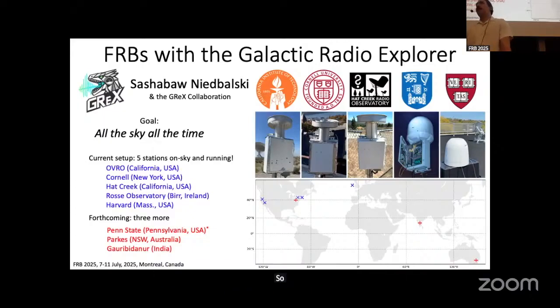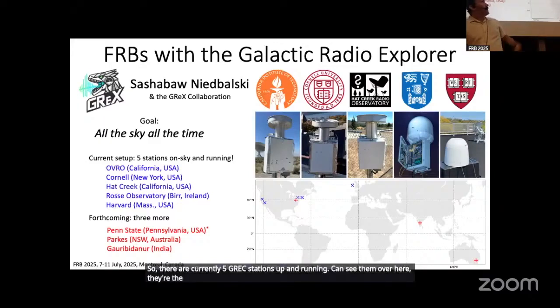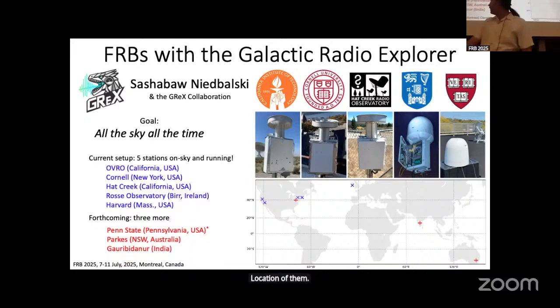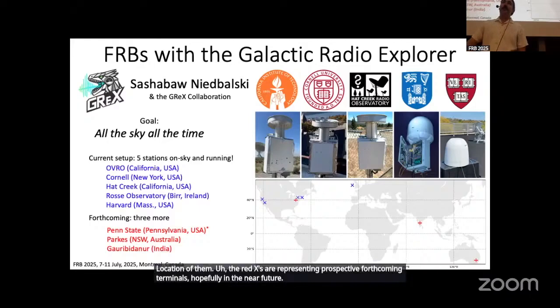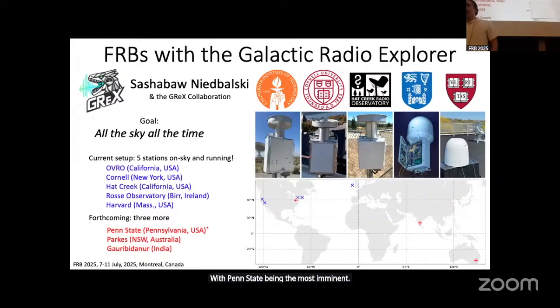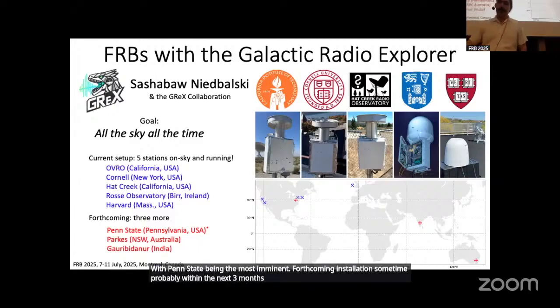So there are currently 5 G-REX stations up and running. You can see them over here. They're the blue X's on the map, and then I've got some pictures of each individual terminal and the respective location of them. The red X's are representing prospective forthcoming terminals, hopefully in the near future, with Penn State being the most imminent forthcoming installation, sometime probably within the next 3 months.